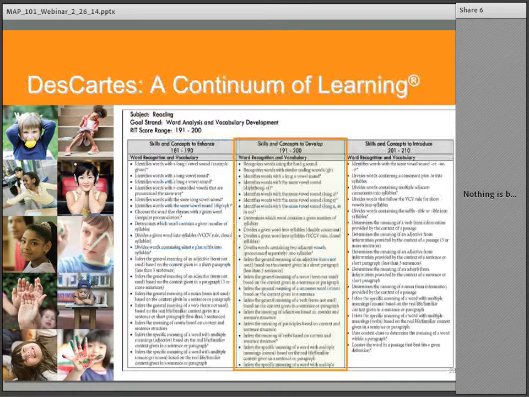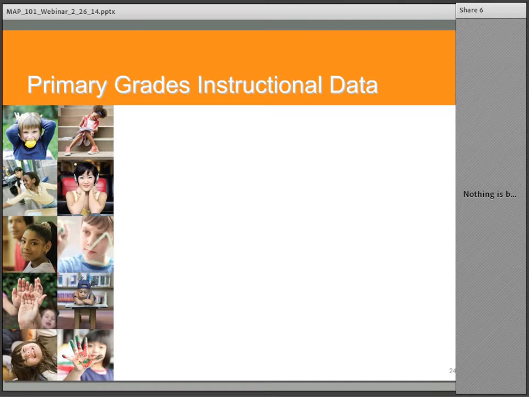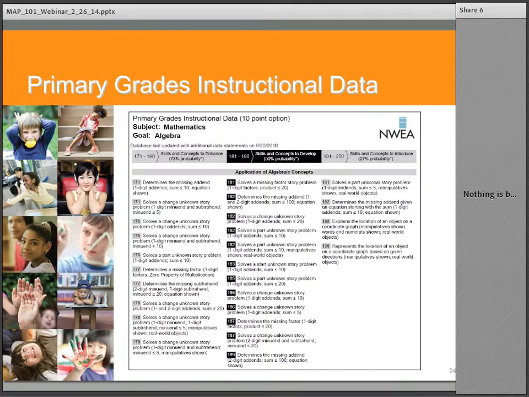Okay, let's look at the Descartes. Let's go through this again. This is a Descartes for primary grades instructional, and usually these are kindergarten through grade 2 assessments. The RIT band is located right up along here. Remember, it's 181 to 190 again. And here this happens to be for the subject level of math in the goal strand area of algebra. So these are all the things where they're ready for instruction today on.